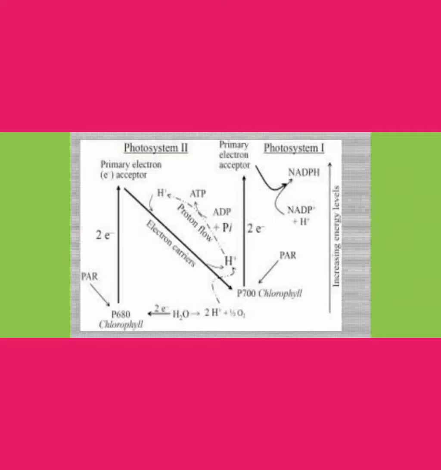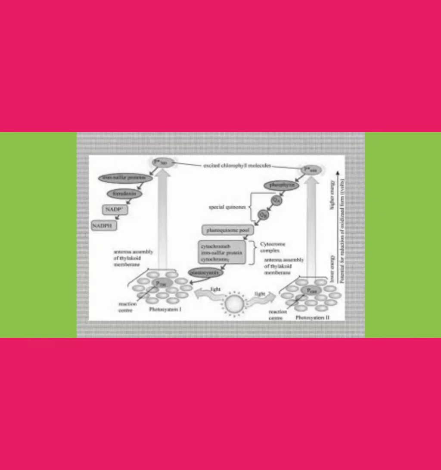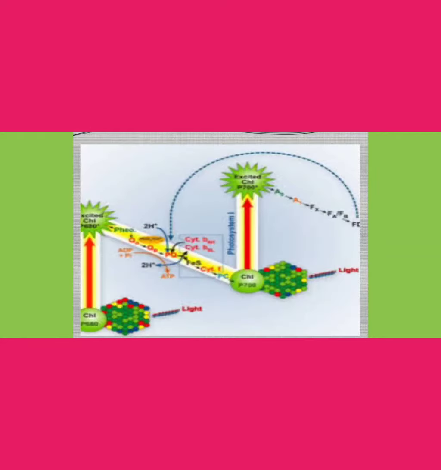Now, what is the question? What about the electron deficiency in P680? The electron deficiency in P680 is fulfilled by the electron donated by the water molecule. That is, the water molecule undergoes breakdown called photolysis of water and releases 2 protons, 2 electrons and half an oxygen. These protons reach the lumen of the thylakoid, the electrons reach P680, and oxygen is released into the atmosphere. Like this, from water the electrons reach P680, from P680 the electrons reach P700, and from P700 the electrons reach NADP+.